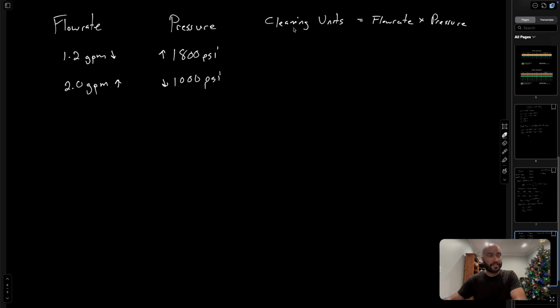And it's actually through cleaning units. So cleaning units, flow rate times pressure. Now these are kind of hard numbers. So we're going to change this to just 1 gallon per minute. And we'll change this number to 2000 PSI. It makes the numbers a little bit easier to swallow, right? And understand. So what is the trade-off here?